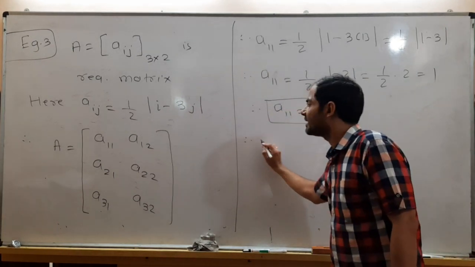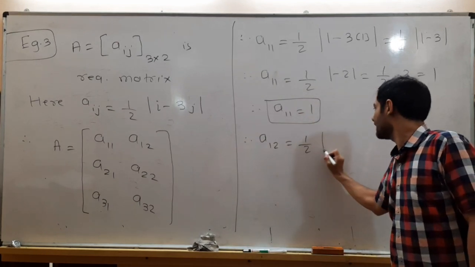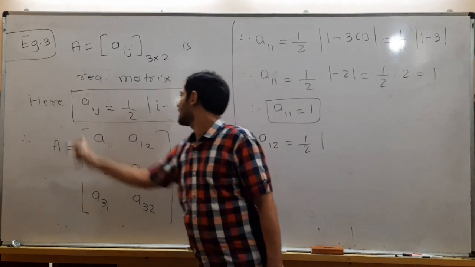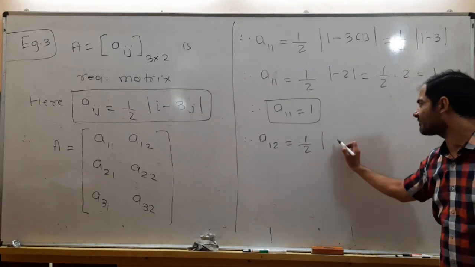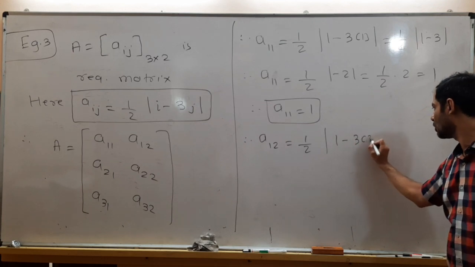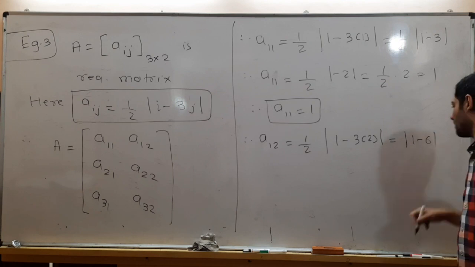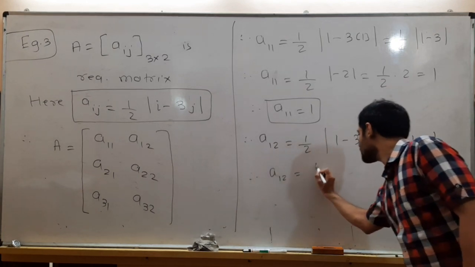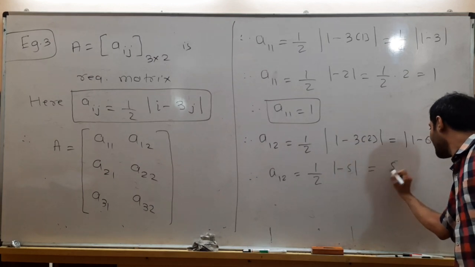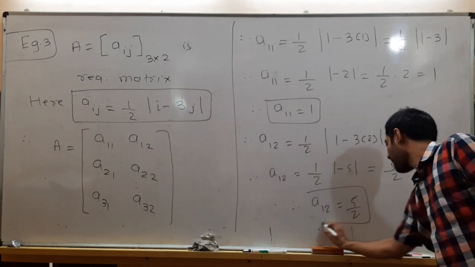Okay, perfect. Then let me go with A12. A12, I is 1, j is 2. So half into mod of, the formula is given as Aij is half into mod of I minus 3j. So half into mod of I is 1 minus 3 into 2. Okay, 3 twos are 6, 1 minus 6, so it has to be minus 5. So A12 has to be half into mod of minus 5. So it will be 5 by 2. So A12 will be 5 by 2.